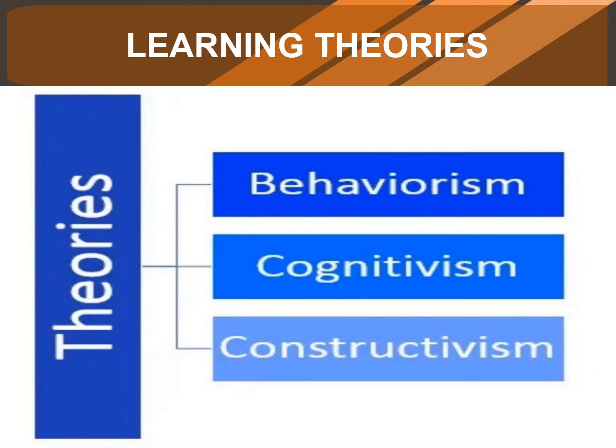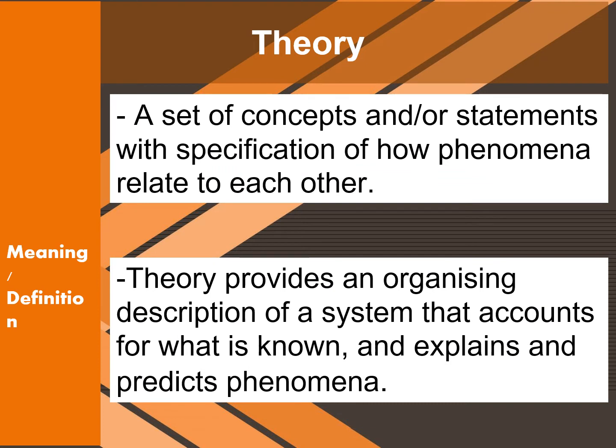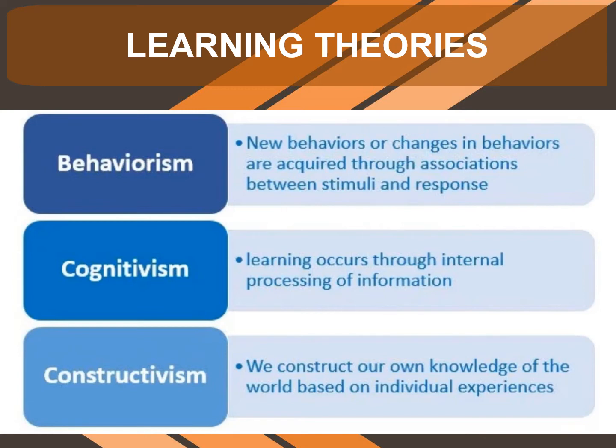So for the learning theories, it includes behaviorism, cognitivism, and constructivism. A theory is defined as a set of concepts or statements with specification of how phenomena relate to each other. Also, theory provides an organizing description of a system that accounts for what is known and explains and predicts phenomena. So for learning theories, when we say behaviorism, new behaviors or changes in behaviors are acquired through associations between stimuli and response.